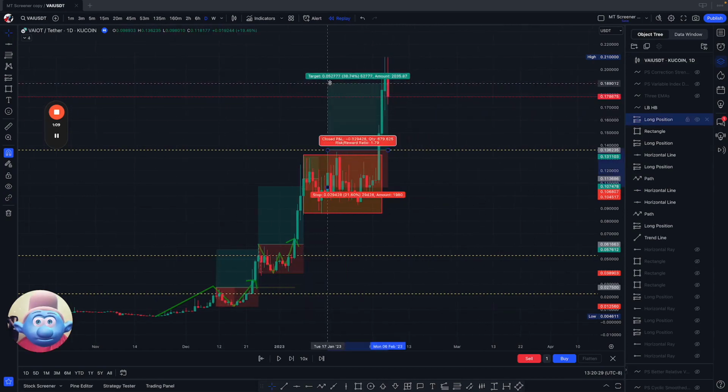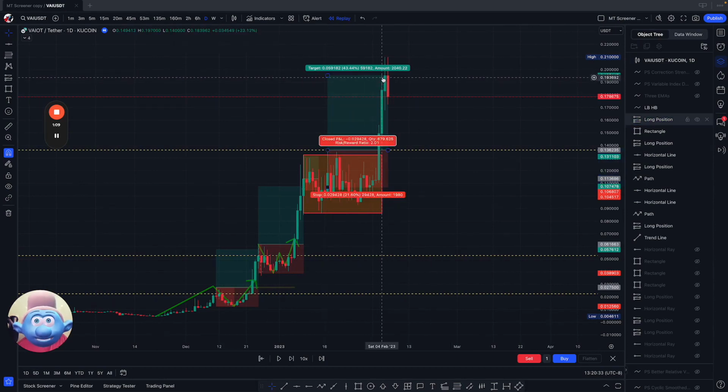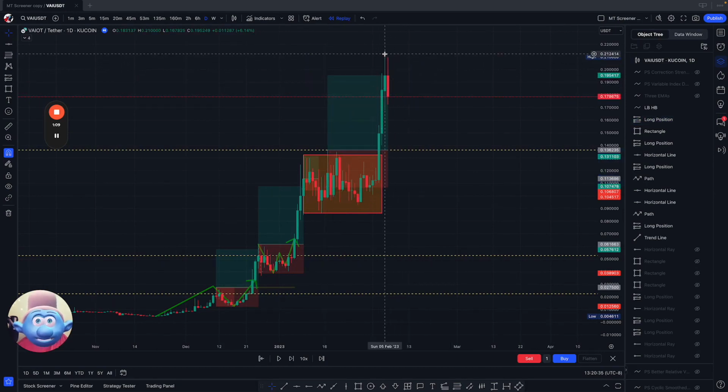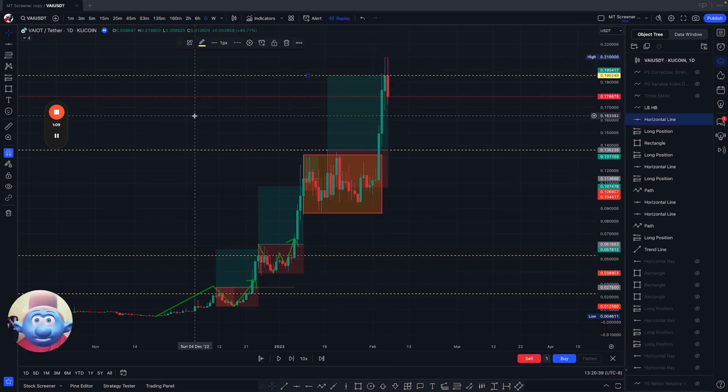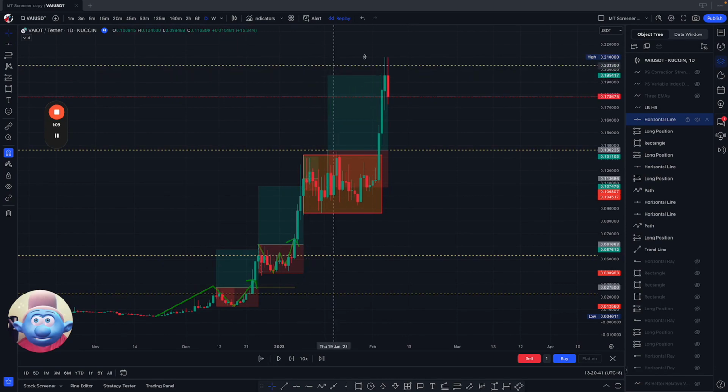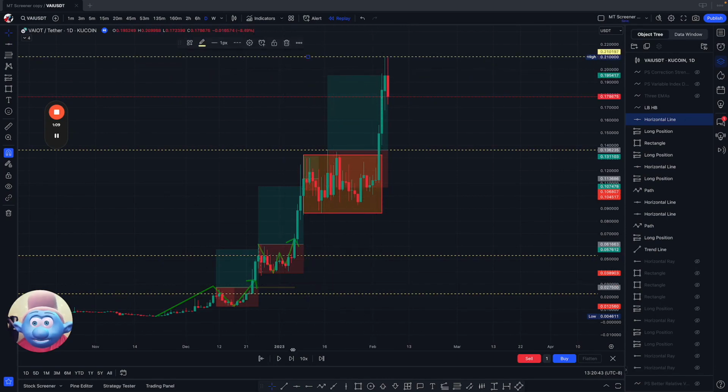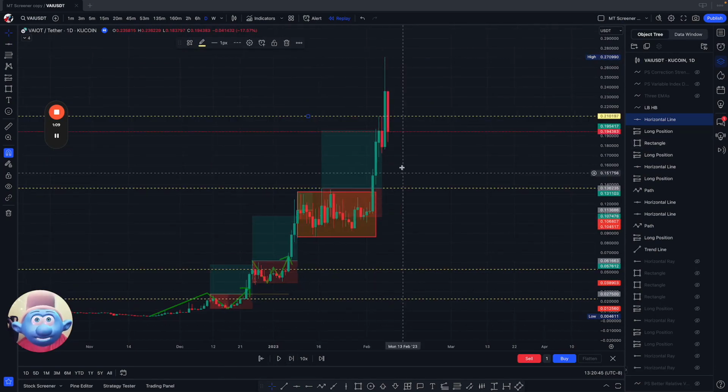Either way, target would have been 2-1. It would have hit its target on that second day. Then it established a new level after it retraced. So I can choose to watch for a breakout above this level or watch for a breakout above this level. Let's see what happens over the next couple days. Jesus. It immediately broke out again the next day.